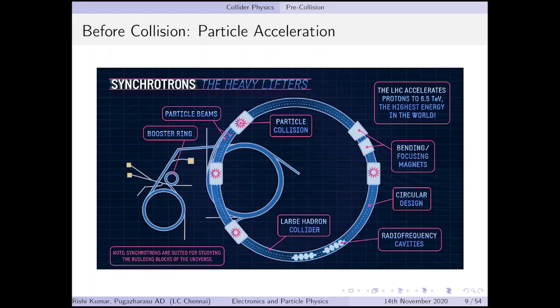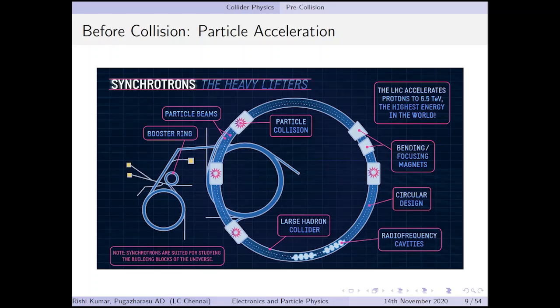The two counter-rotating beams, consisting of thousands of proton bunches, are sent to collide at specific locations around the LHC ring. As we see here, there is a collision here, a collision here, and a collision there. So you can choose the places where you want them to collide.